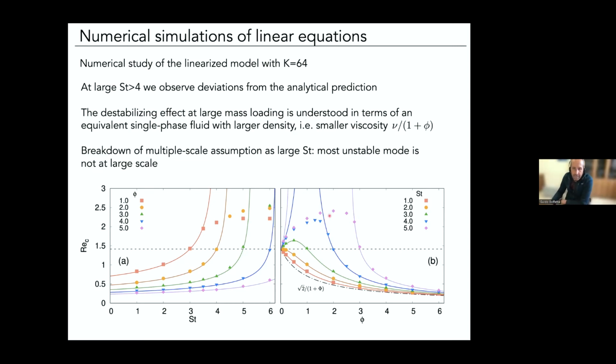And also we have deviation for intermediate value of the mass fraction. For very small mass fraction, we have a perfect agreement. If the Stokes number is not too large, we have a perfect agreement everywhere. But for larger Stokes number, larger than 4, we have a disagreement between the numerical result and the analytical prediction for intermediate value of the mass loading. So the idea is to understand why it is happening. It is happening because of the breakdown of multiple scale analysis, in the sense that in these regions, where the numerical points are different from the analytical prediction, the most unstable mode is not a large scale.